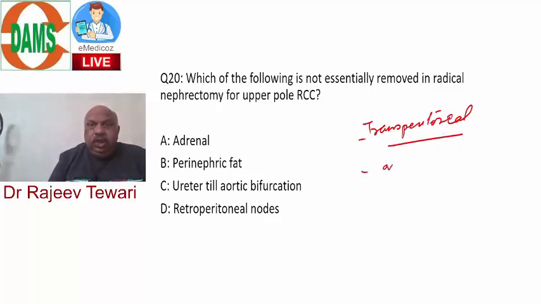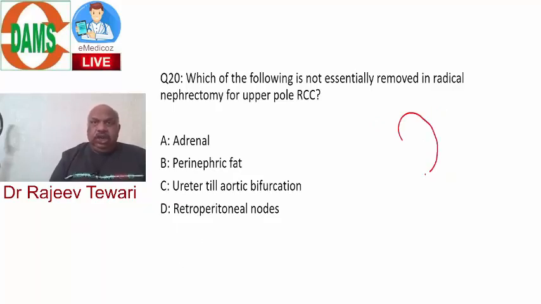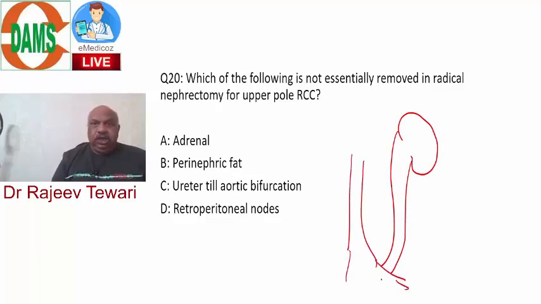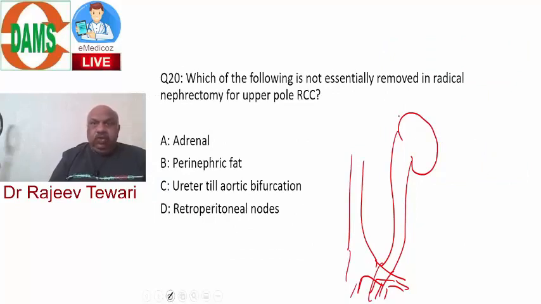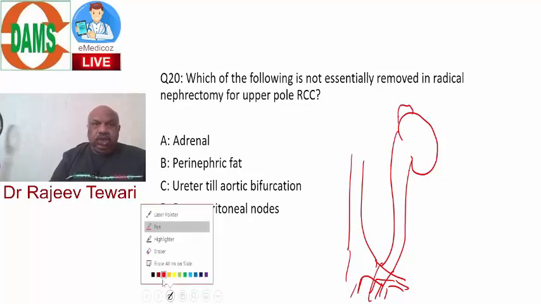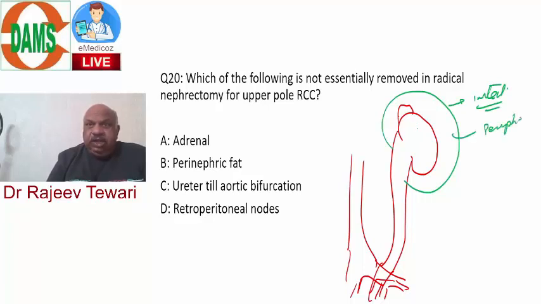Number 2, first you ligate the renal artery, then the vein, and then go for the ureter. What all do you remove? This is the kidney, this is the ureter, this is the aorta bifurcation, external and internal iliac. The ureter crosses exactly at the bifurcation of internal and external iliac here. So this is the adrenal, this is the Gerota's fascia. The kidney is removed along with intact Gerota's fascia, so the complete perinephric fat is removed.